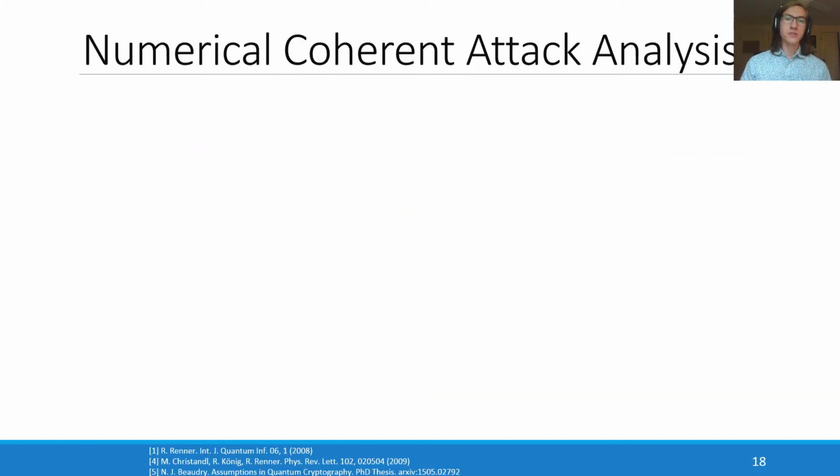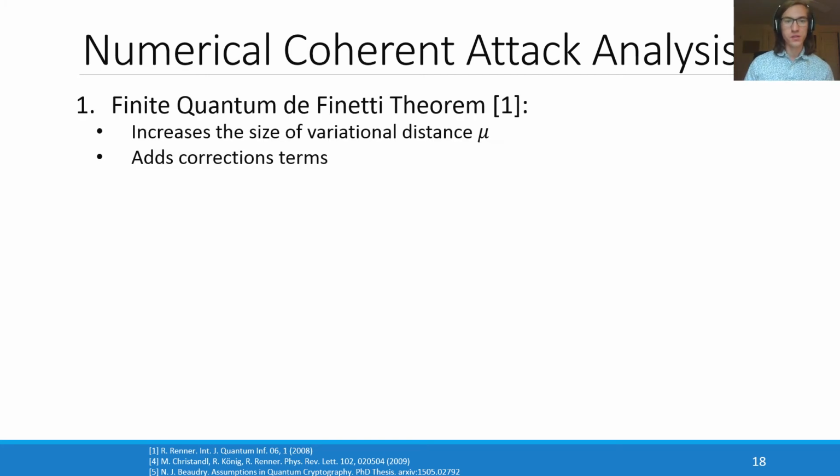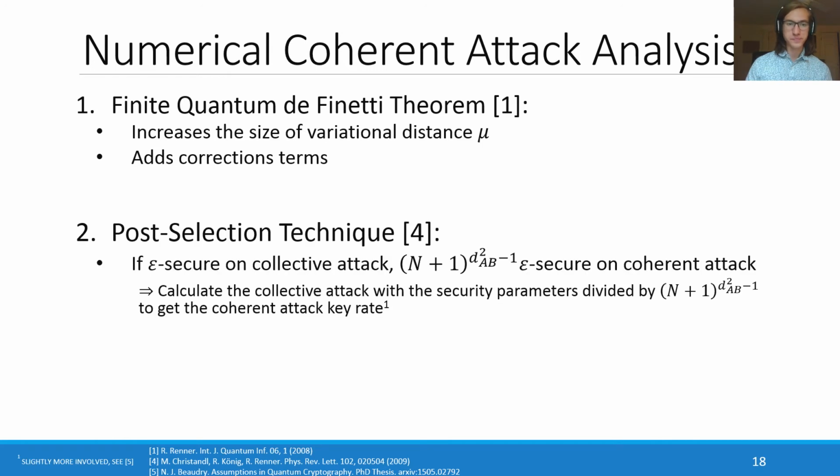Lastly, we must make sure that our numerical method can handle coherent attack analysis, as coherent attacks are the strongest attacks available to Eve in the finite regime. Here we consider two ways that we can handle it with our numerical method. The first is the finite quantum de Finetti theorem, which all it does in terms of the solver is increase the size of variational distance mu, which one can program into the solver before running it, and add some correction terms which one can subtract off.